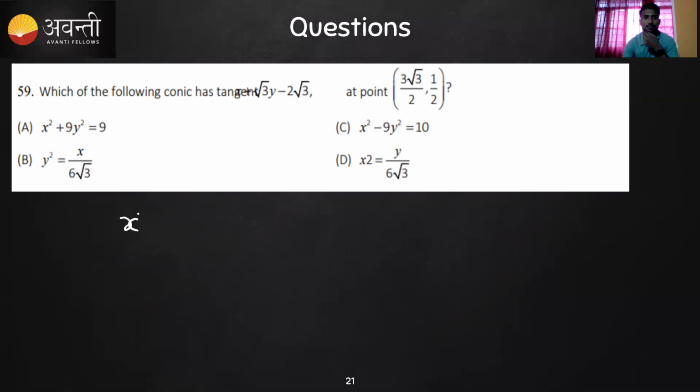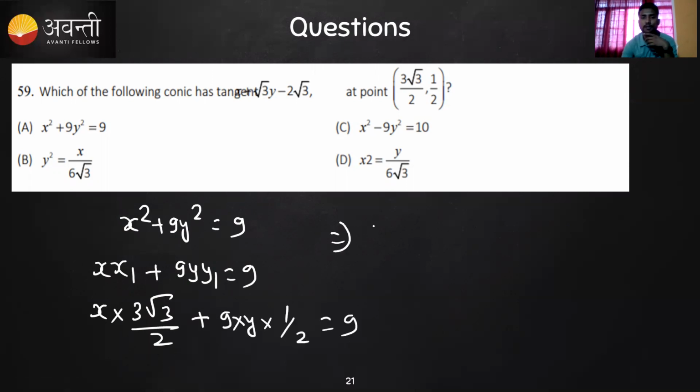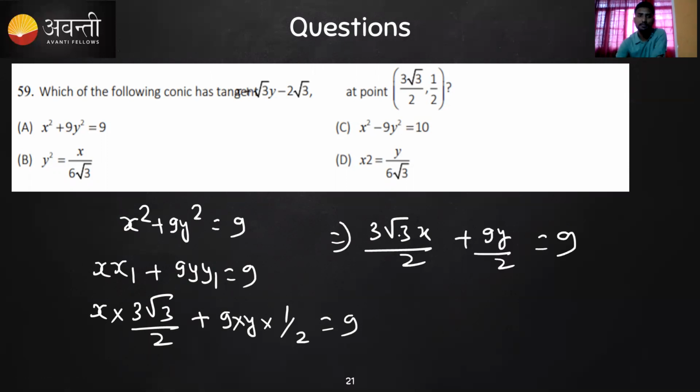So here you can see this is x square plus 9y square is equal to 9, right? And everyone knows if we have to find this tangent equation, it is like this. So from here, you know this x1 is what? It is 3 root 3 by 2, and 9 into y1 is what? It is 1 by 2, is equal to 9. So from here, what we will get? We will get 3 root 3 x by 2 plus 9y by 2 is equal to 9. So just take this 3 root 3 as a common and by 2 as a common. What will you get? You will get this thing.